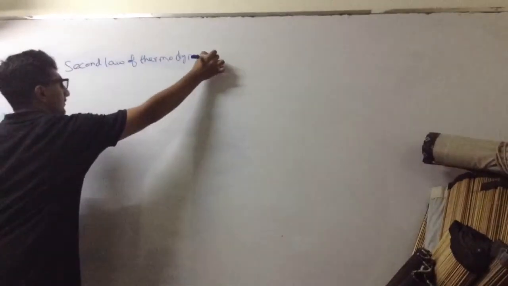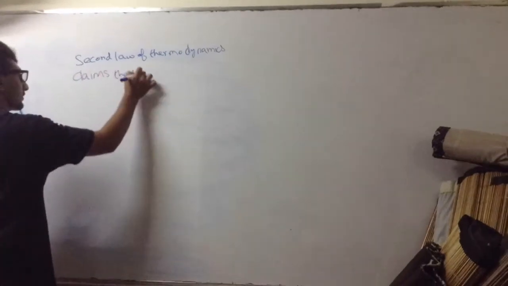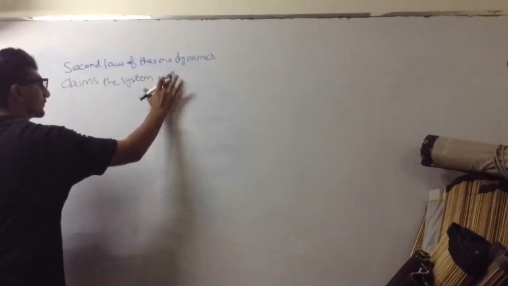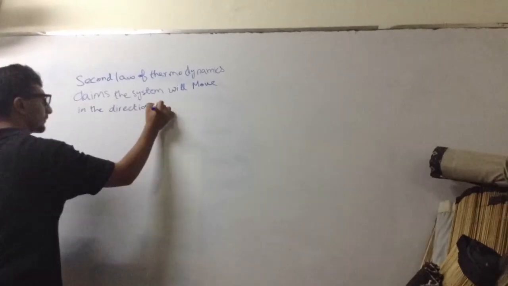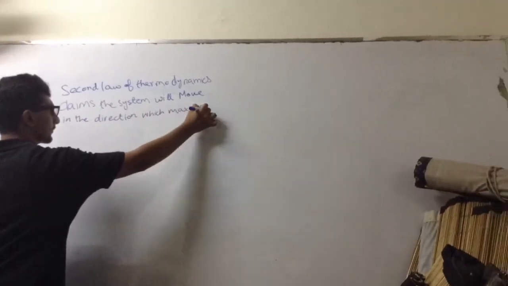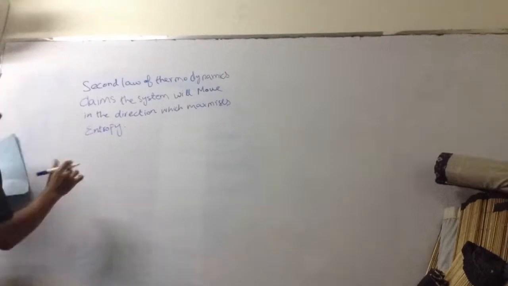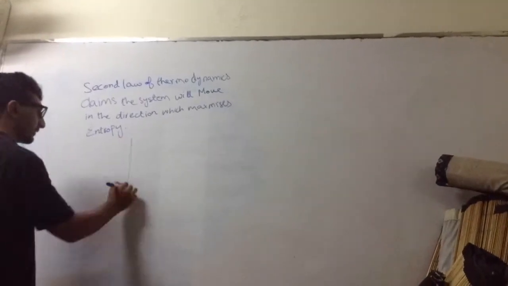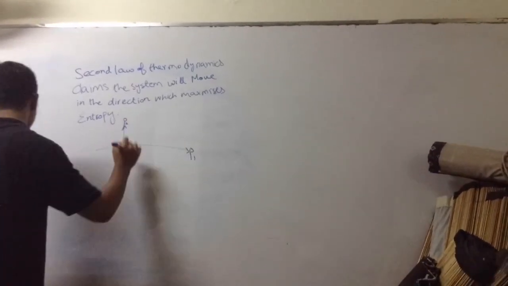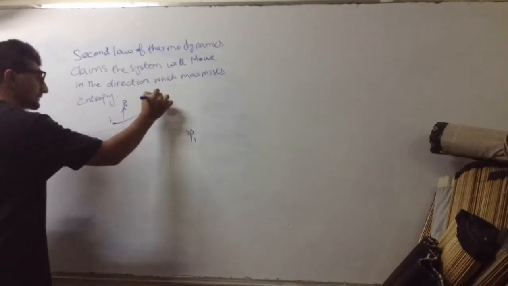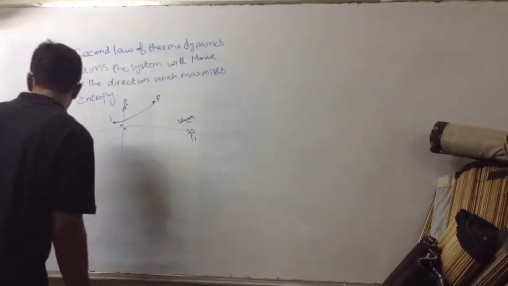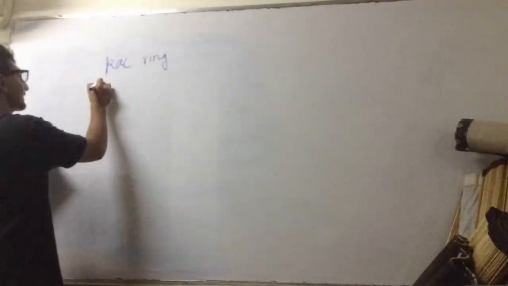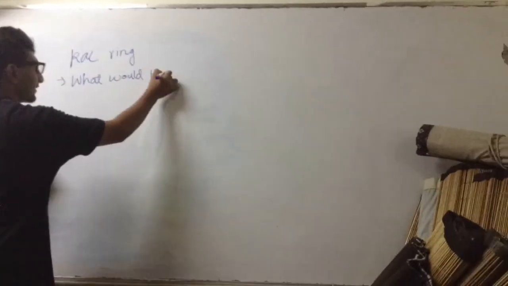Now, coming to the second law of thermodynamics. The second law of thermodynamics claims the system will move in the direction which maximizes entropy. As I have shown in a graph, p2 on the y-axis and p1 on the x-axis, a point moves from I to F, which is like y is equal to e to the power x, which is not a closed diagram.